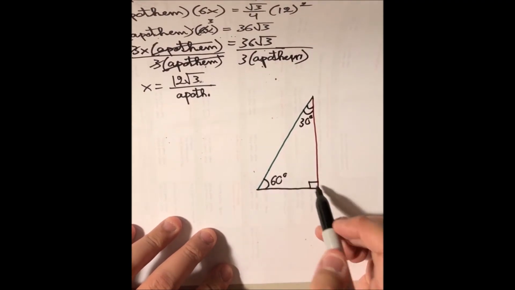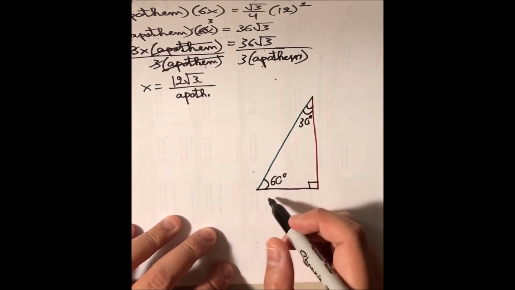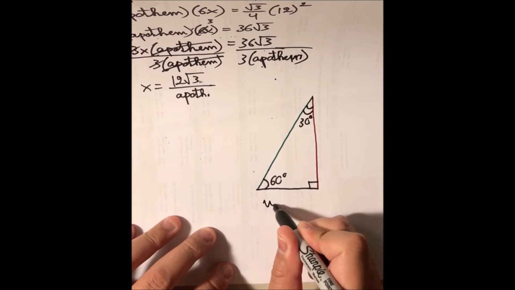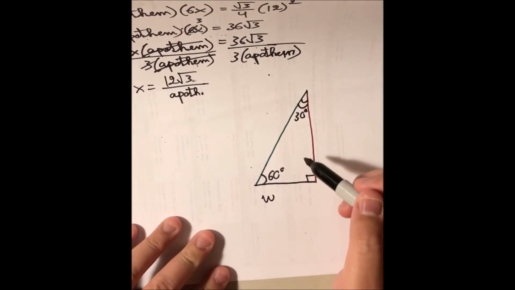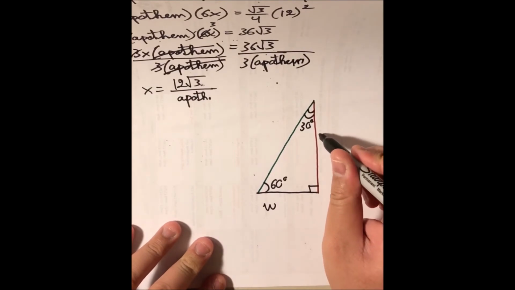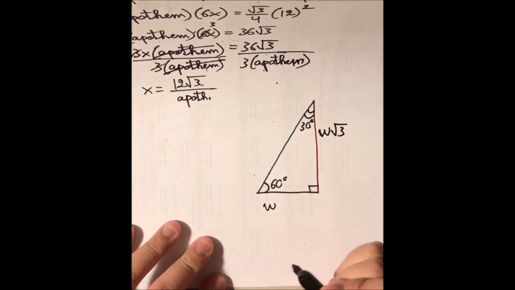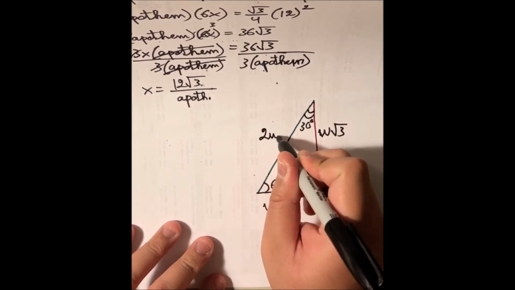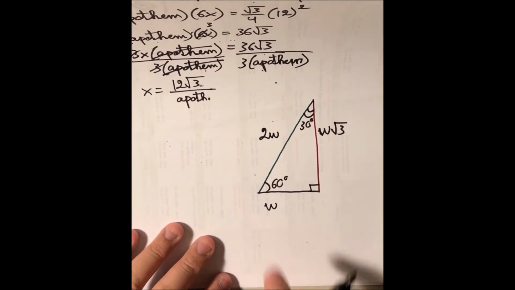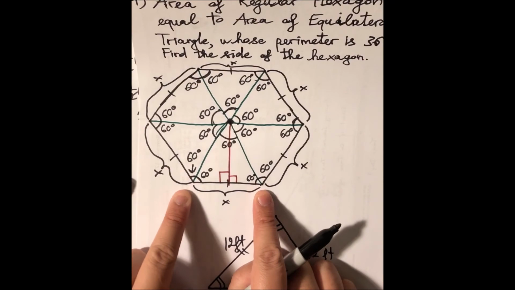By the 30, 60, 90 triangle theorem, opposite to 30 degrees is the short leg denoted by a variable called W. Opposite to 60 degrees is the long leg, which is the apothem in the red. It is denoted by the formula W times square root of 3. Opposite to 90 degrees is the hypotenuse in the green. It is denoted by the formula 2 times W. But W here is actually half of this side of the regular hexagon.